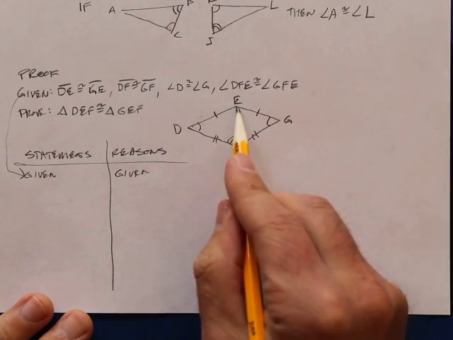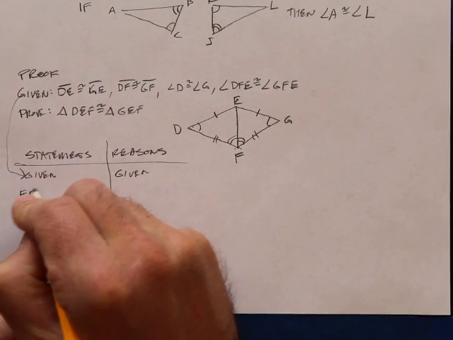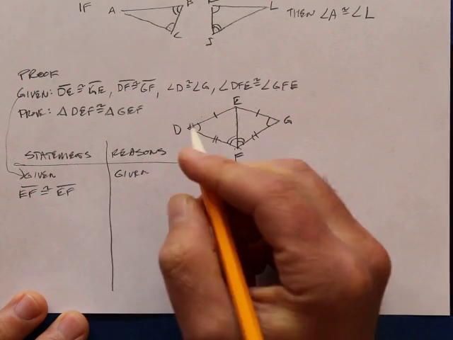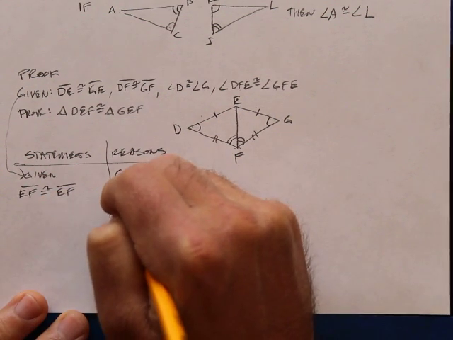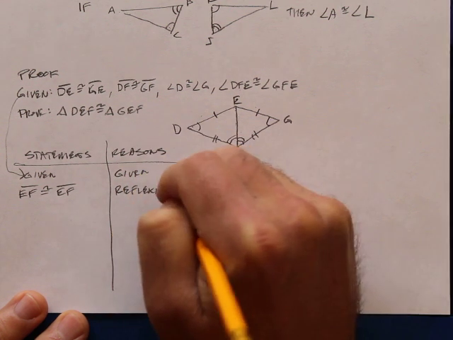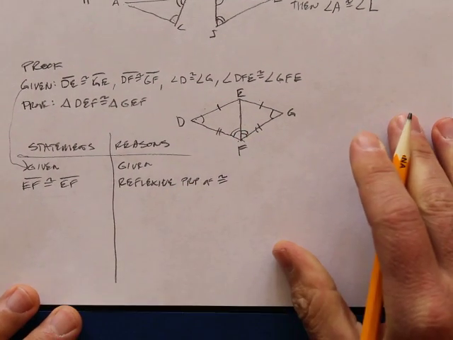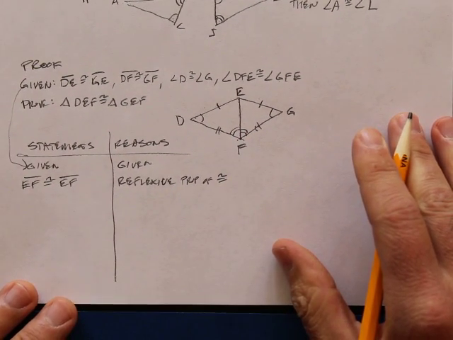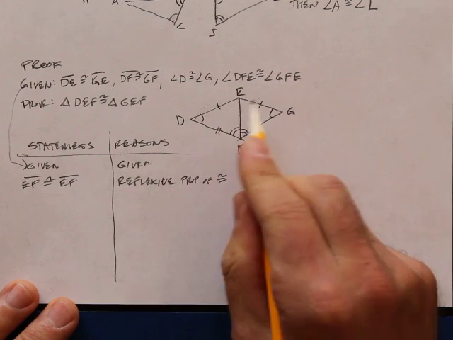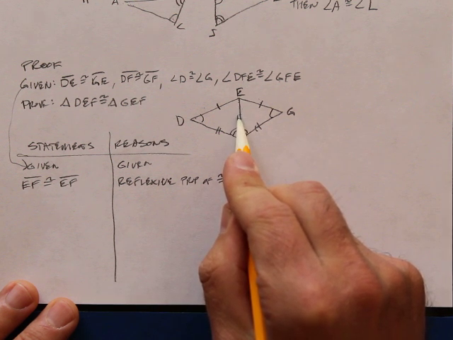So I'm going to say EF is congruent to segment EF. And that is the reflexive property of congruence. And so now I have all of those sides congruent. Those two sides are congruent, we already know these two are congruent, and now these two are congruent.